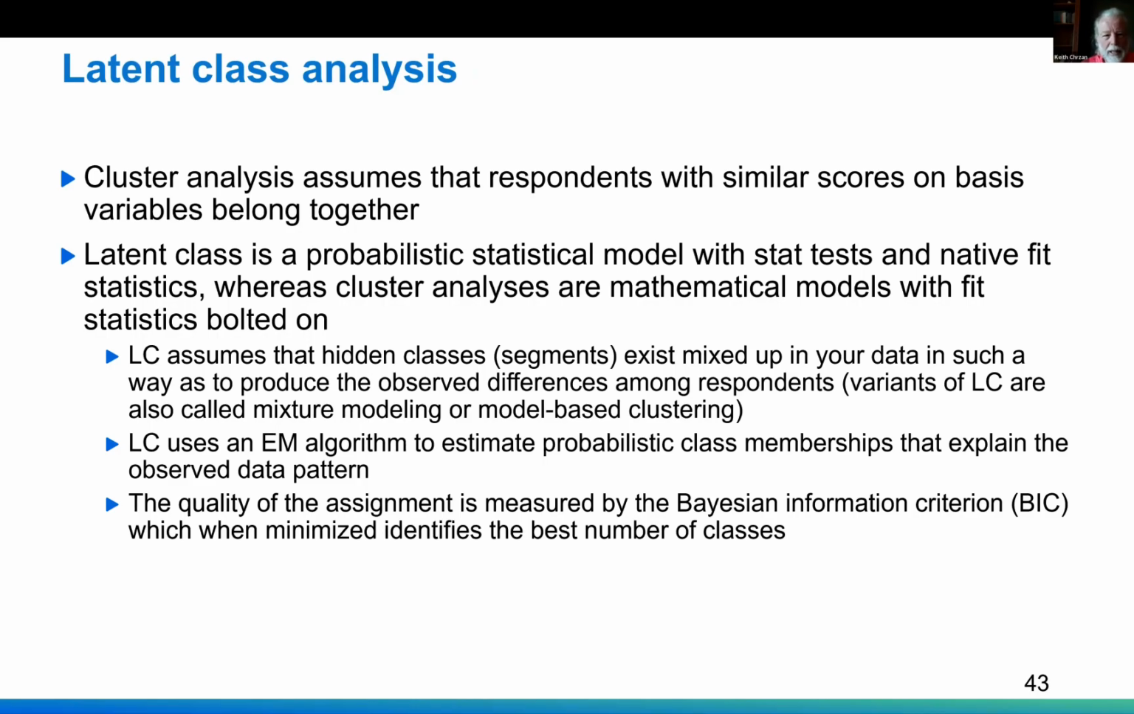Just because we talked a little bit about latent class analysis, I had this last little slide about it. Whereas cluster analysis is looking for people who have similar scores on the basis variables and saying that people who are similar with respect to their scores belong together, latent class analysis is actually a probabilistic statistical model that has stat tests and native fit statistics you can use. Whereas cluster analysis is just a mathematical model with some fit statistics bolted on. So latent class is really nice. It assumes that there are hidden classes or segments that are mixed up in your data in such a way that they produce the patterns of data that you see. What we need to do is unmix that data. Latent class analysis uses an EM algorithm to unmix the data by identifying a new variable, class membership, that explains the observed data pattern. The quality of that assignment is measured by something called the Bayesian information criterion, which can help you identify the number of segments that you have. So latent class analysis is kind of cool.